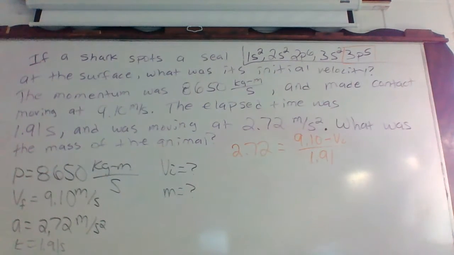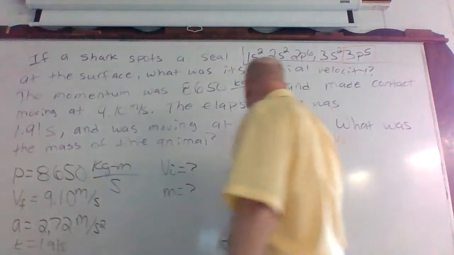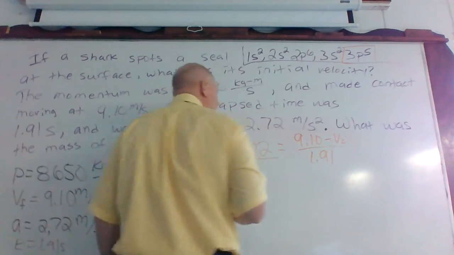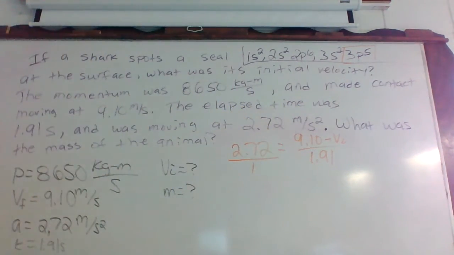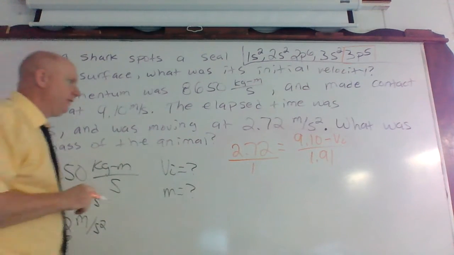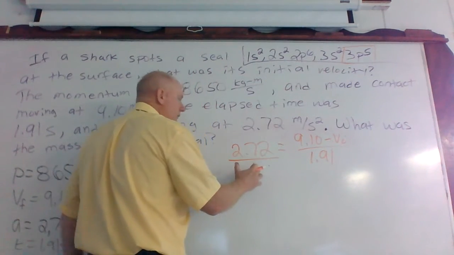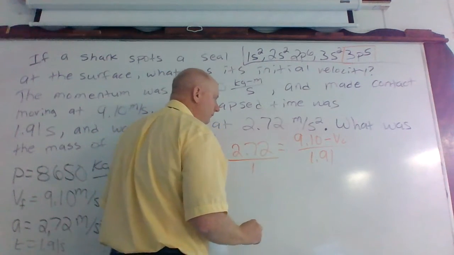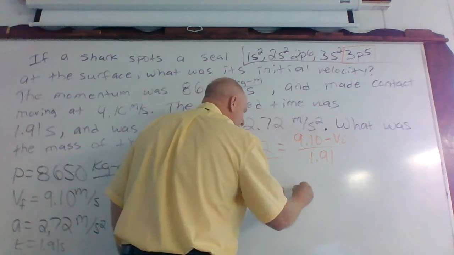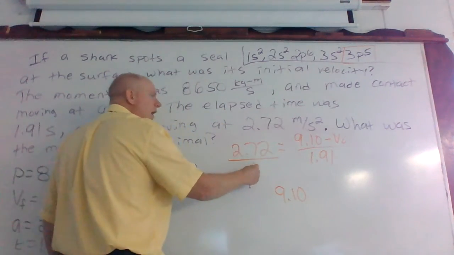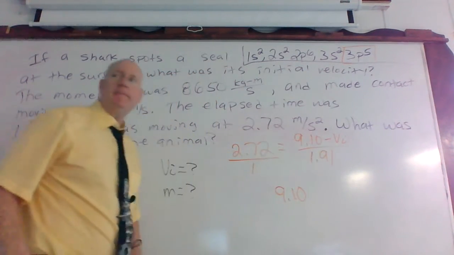Okay, so some of you may be looking at this and saying, gosh, we got that darn fraction. I hate fractions, you might be thinking. So how are we going to get rid of that fraction? Okay, we can put 2.72 over 1. All right, that's fine. So how do we get rid of our fractions now? Cross multiply. So what's 1 times 9.1? 9.10. But we got to take 1 times the negative VI.